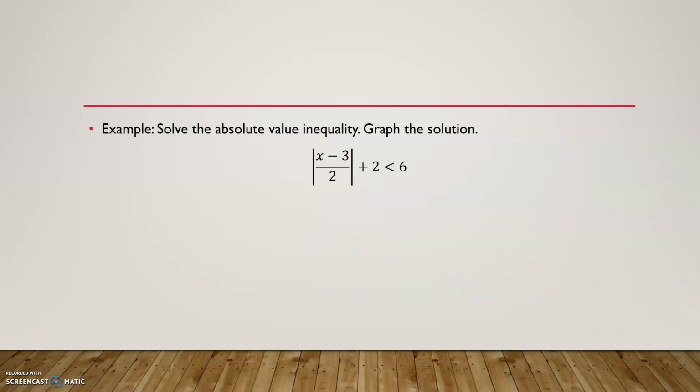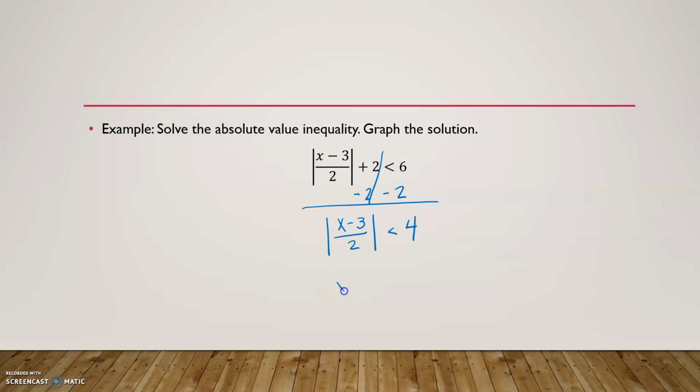All right. So try this one out and see what you get. Our first step should be to subtract 2. X minus 3 over 2 is less than 4. This is still a positive number, so I can keep moving forward. The minute that my absolute value bars are isolated and there's a negative number on the other side, we say no solution, it's not possible. But for now, it's still positive.